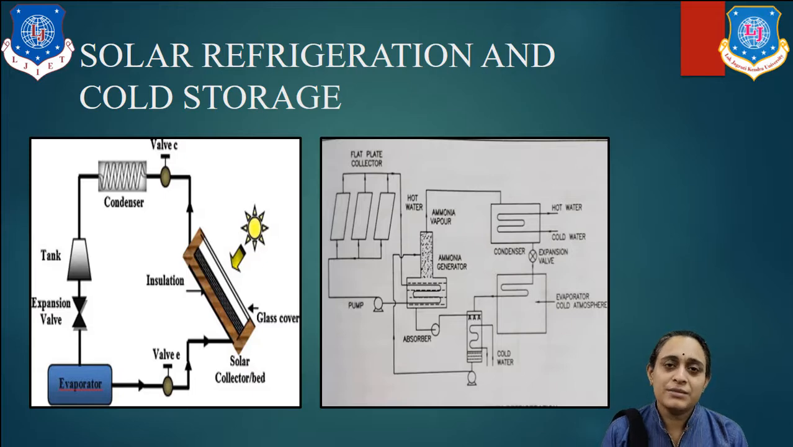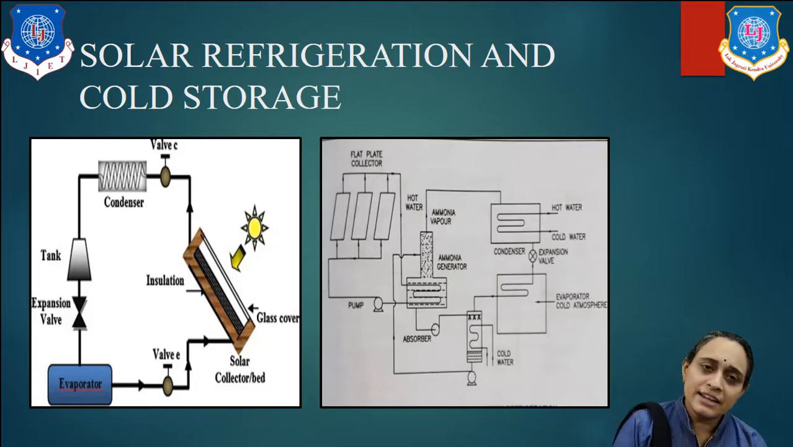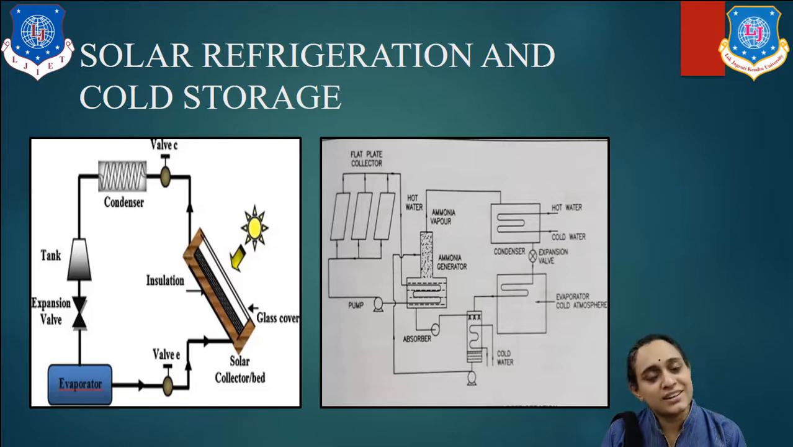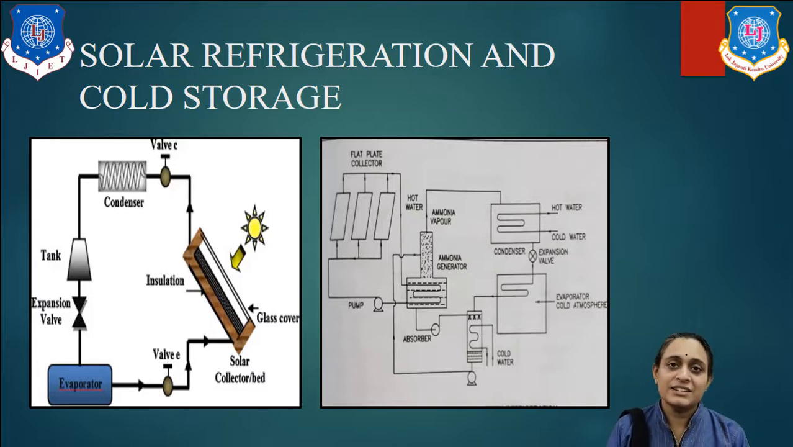As with a domestic refrigerator, we get water at a low temperature, but in this case we get water at nearly 2 to 5 degrees centigrade. One of the most important applications of solar energy is solar refrigeration and cold storage. It is used to preserve foods, vegetables and other things. It is also used to run refrigeration plants to generate the cooling system and to get cold water.